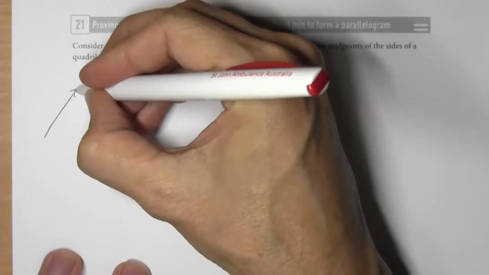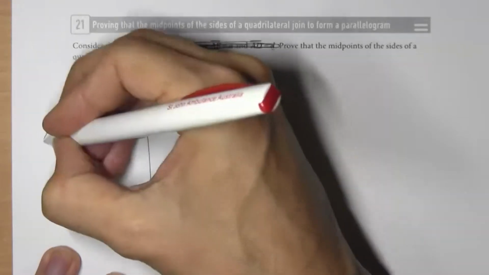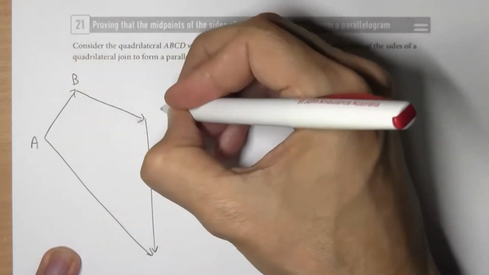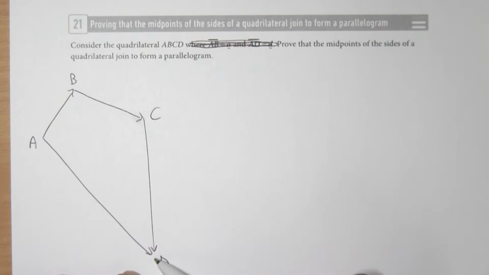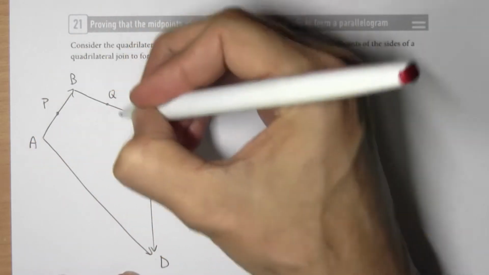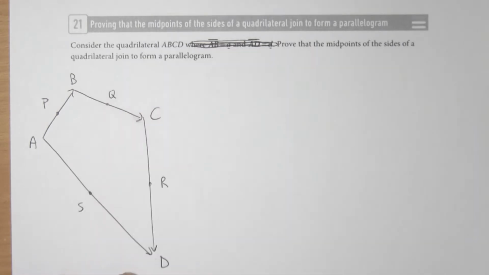We're trying to trick our brain. Whoops, I already drew a vector. We're trying to trick our brain into not seeing a parallelogram. A, B, C, D. Make it as skew as you can so it doesn't look like any particular kind of parallelogram. I have 4 points A, B, C, D, and I'm looking for the midpoints of the sides. So let's call that P, Q, R, and S.